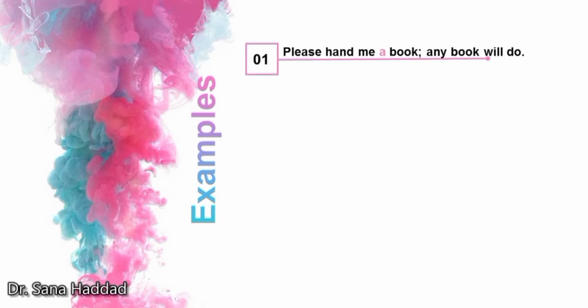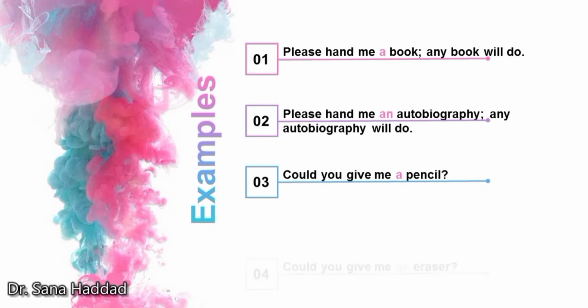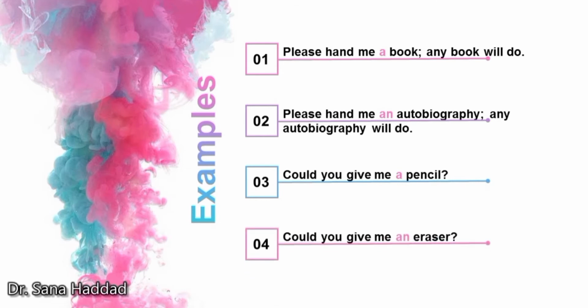Look at the following examples. Please hand me a book. Any book will do. Please hand me an autobiography. Any autobiography will do. Could you give me a pencil? Could you give me an eraser? In examples 1 and 3, we have the article a because they're followed by nouns that begin with consonants, b and p. In examples 2 and 4, the indefinite article an is followed by a noun that begins with a vowel, a and e.